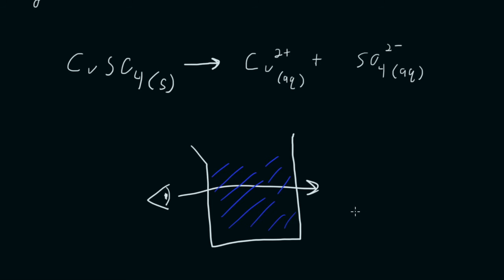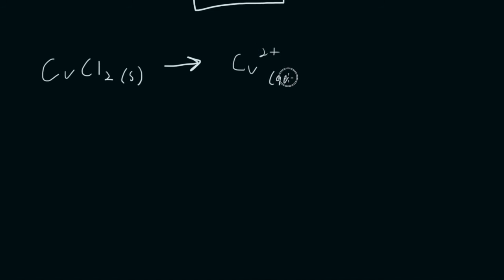Okay? So then one last note. If I have something dissolving, let's use copper again. Let's say copper 2 chloride, CuCl2. And I put that as a solid crystal into some water and it starts to dissolve. Well, it's going to break up into that copper 2 plus, right? It's going to be aqueous. And the chlorine, Cl minus, the chloride anion, is also going to be aqueous.